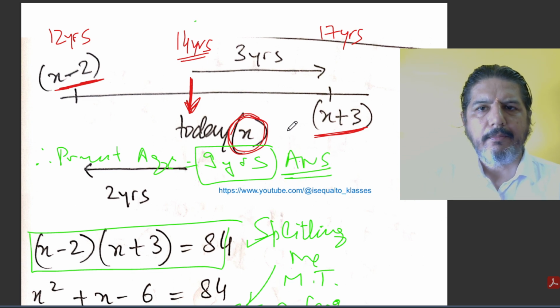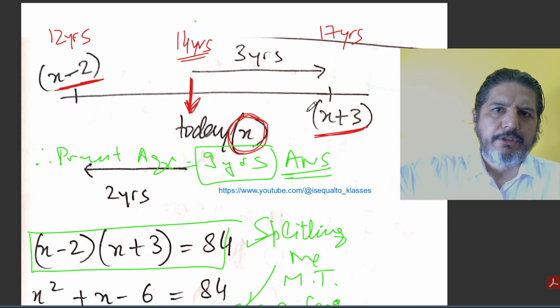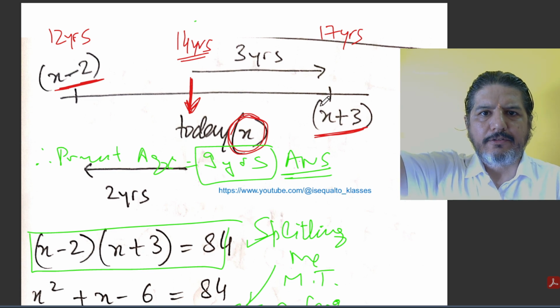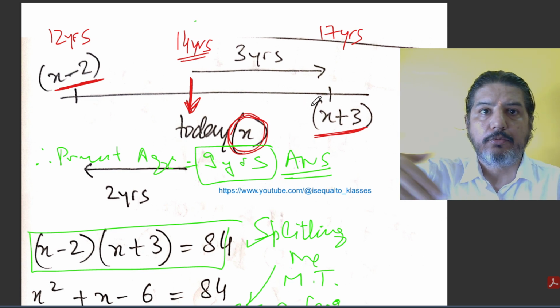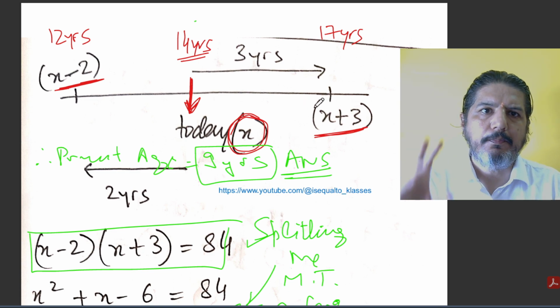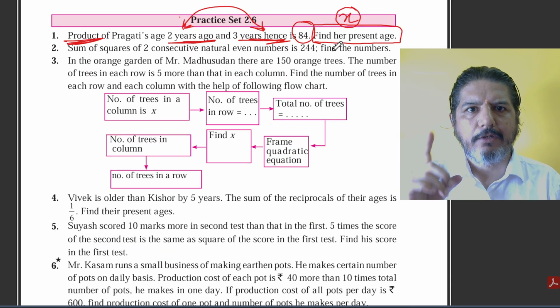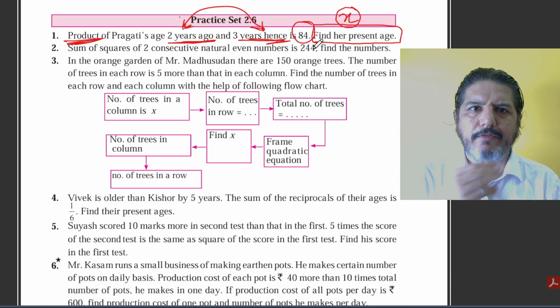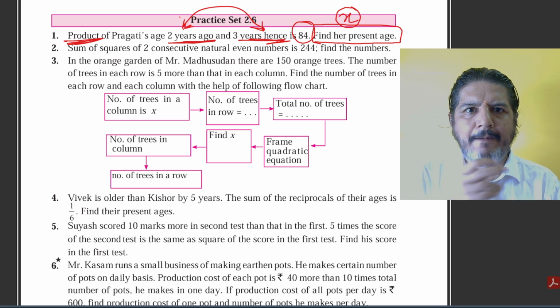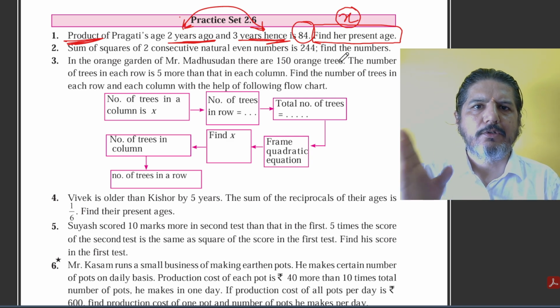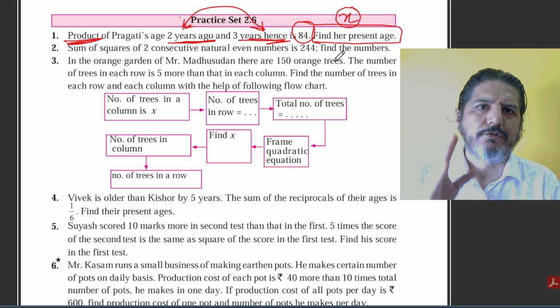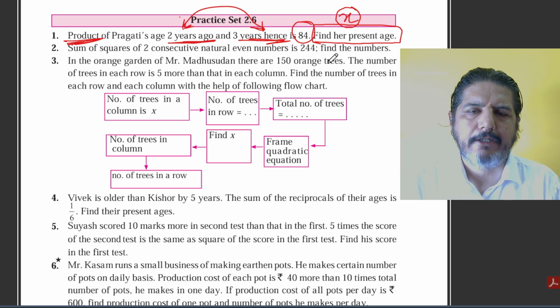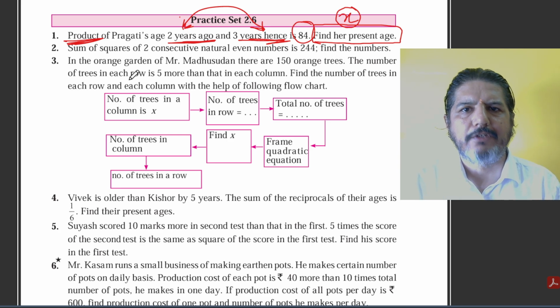At times they might ask you the age 2 years back, or 3 years back, or 3 years hence, or 5 years hence. So once you have solved the question, please have a look at the last line of the question again. What are they asking for? It is very critical to understand that. The second thing, once you have solved the question, is to check whether the answer is correct or not. In all these word problems, you can always check.